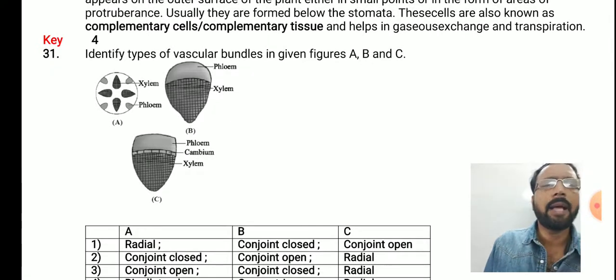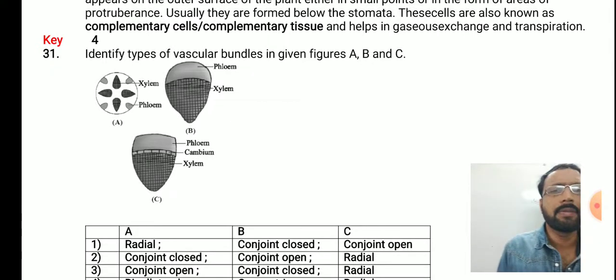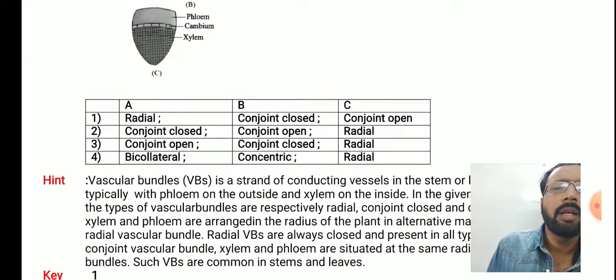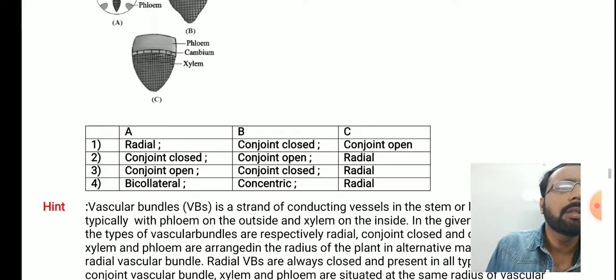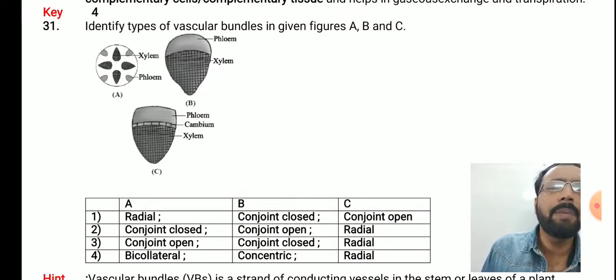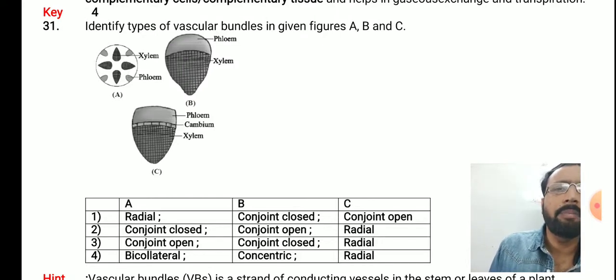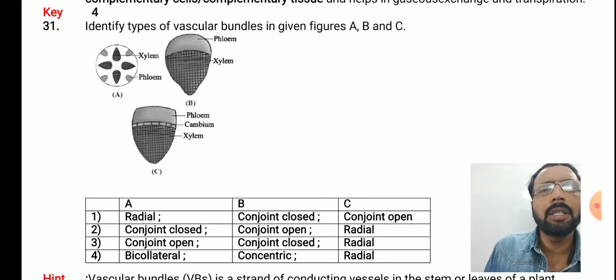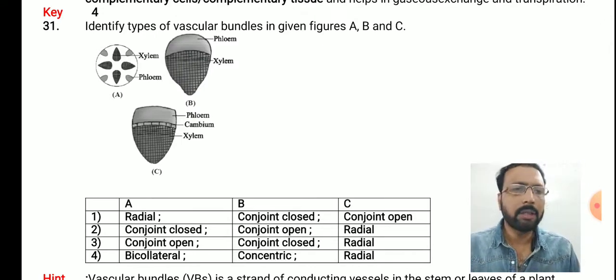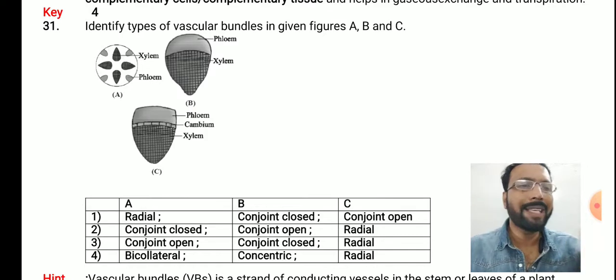Next, identify the types of vascular bundles in the given figure A, B, C. Question 31. Radial, conjoint closed, conjoint open. In roots, xylem and phloem are present on different radii, called radial vascular bundles. In B, it is conjoint closed because there is no cambium. In C, it is conjoint open because cambium is present.